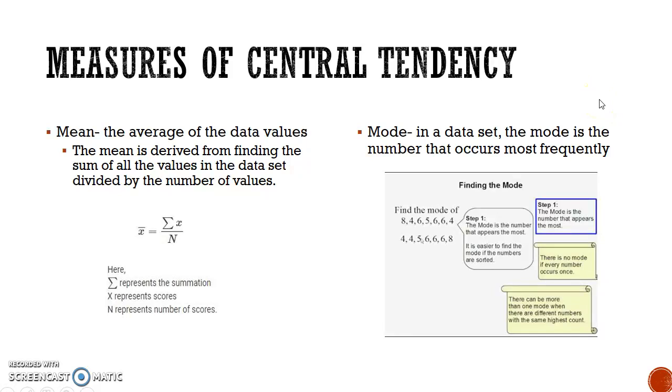Mode is the number in a data set that occurs most frequently. So you look at your data and determine which value occurs the most often. Sometimes nothing repeats, so we would say there's no mode. Sometimes multiple values repeat, so it would be considered multimodal.